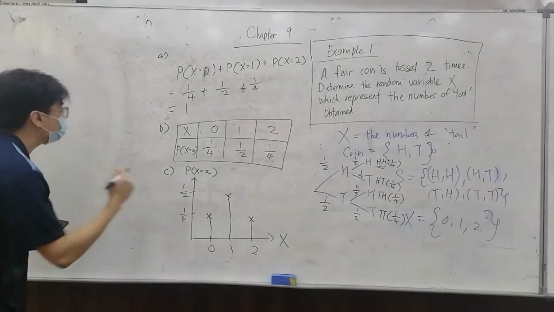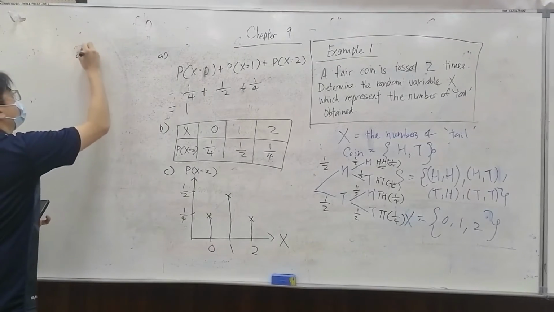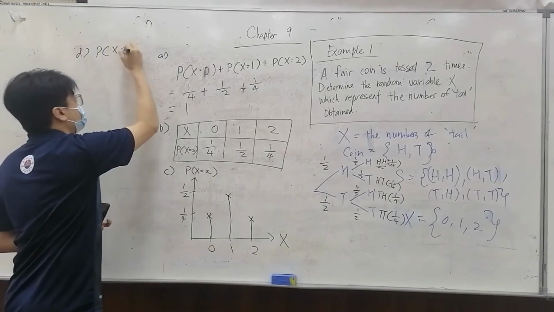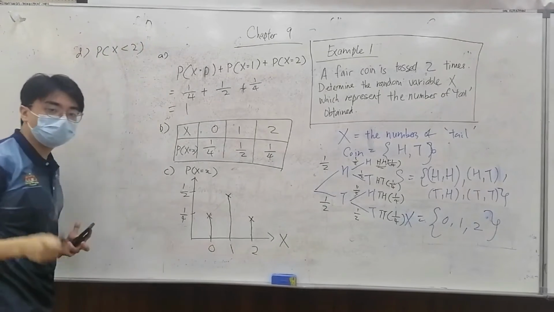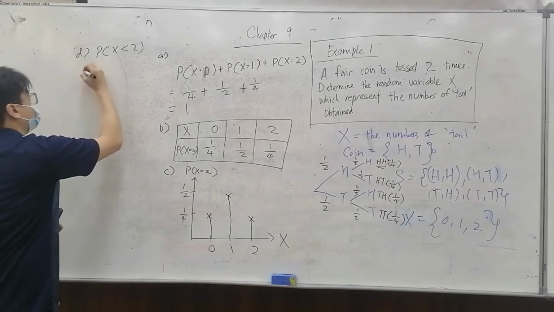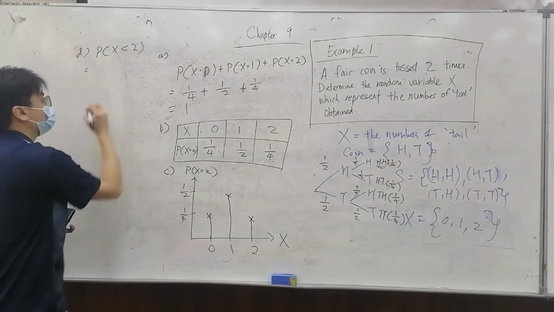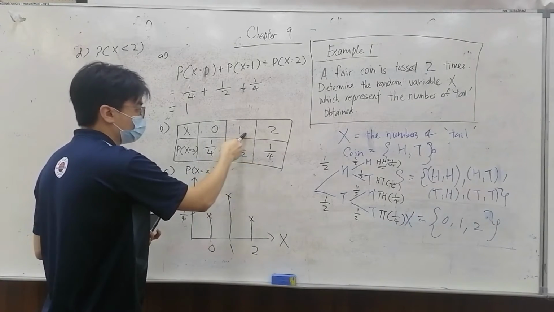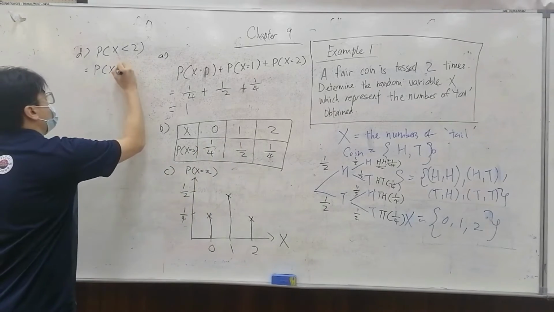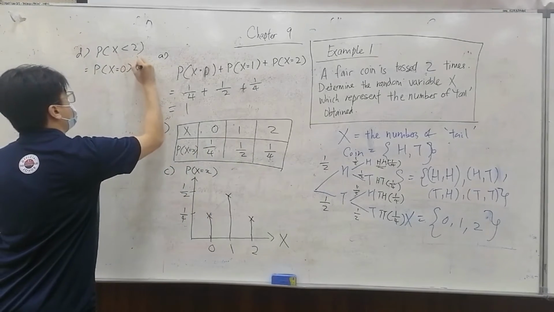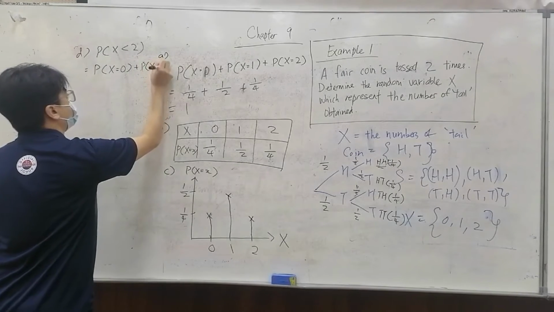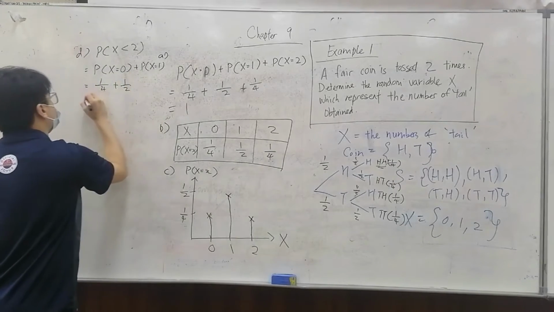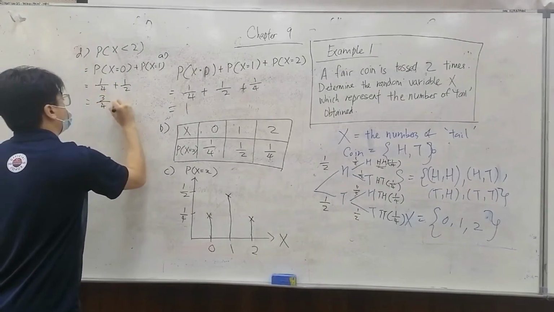For part D, if the question asks for the probability that x is less than 2, how do we do it? It equals the probability of x values in the table that are less than 2, which are 0 and 1. So P(x equals 0) plus P(x equals 1). Then we get 1 over 4 plus 1 over 2, and the final answer is 3 over 4.